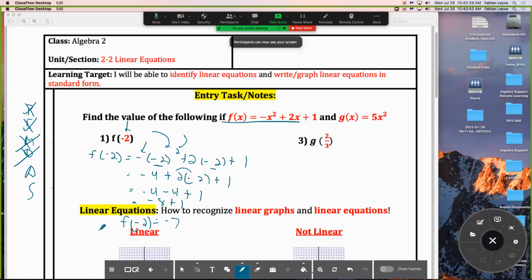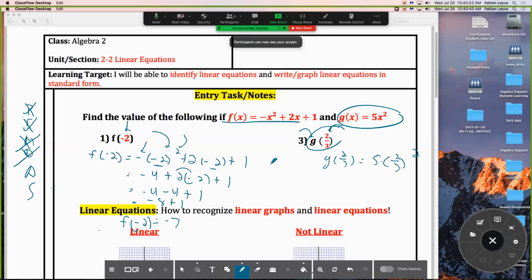Now, number 3, unfortunately, I skipped number 2, is pretty much the same thing, except this time we're inputting a -2/3 into my g function. So here's my g function. I'm not going to change anything. I'm just going to say, okay, g of whatever x is going to equal 5 times whatever x is squared. Now, remember, we know what x value we want in this specific situation. It is just a 2/3.